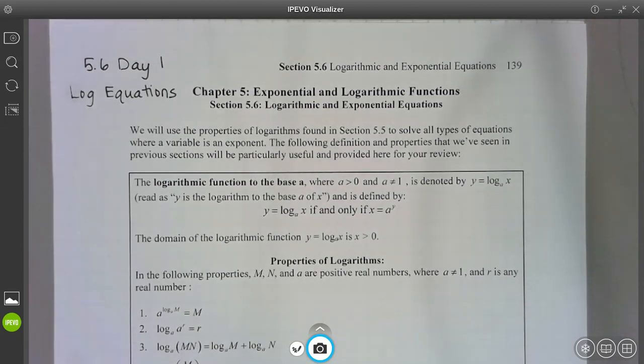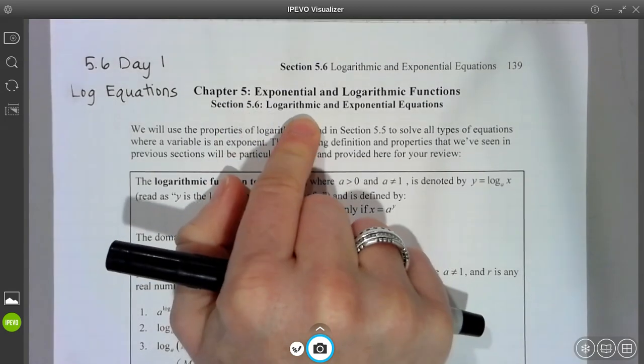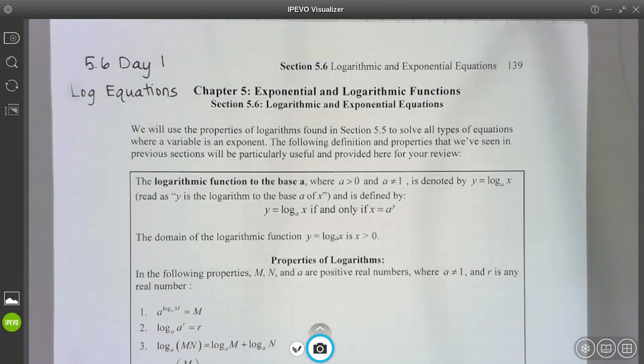Okay, so we are going to start section 5.6 today. I know it feels like we're really moving, but all these log properties intertwine, and these properties are going to help us in section 5.6 when we go to solve a more complicated log equation. These are the actual notes from your book. I didn't type up my own, so they may look a little different than usual, but this is section 5.6 on logarithmic and exponential equations. We're only going to get to the log equations today. We'll save the exponential equations for Monday.